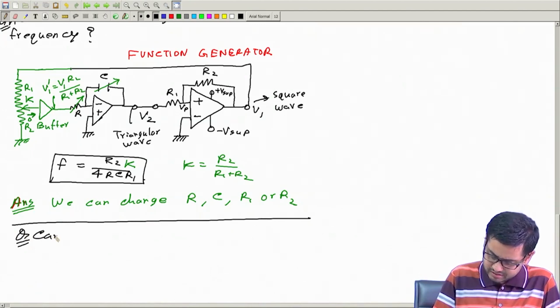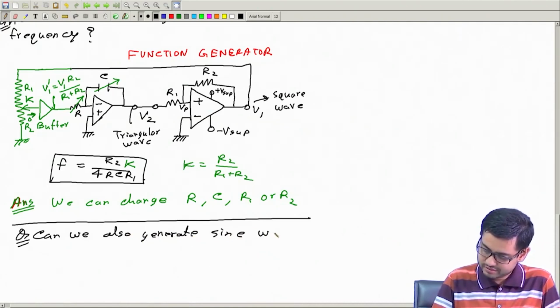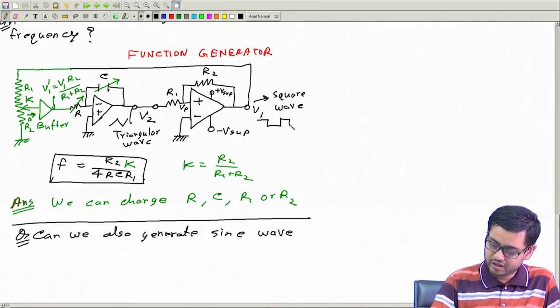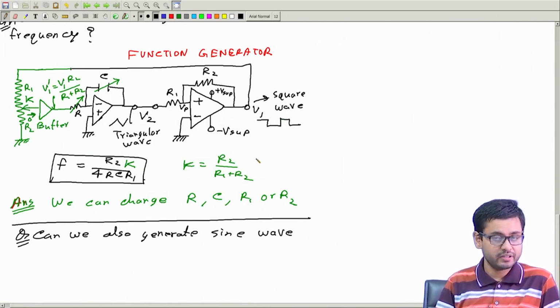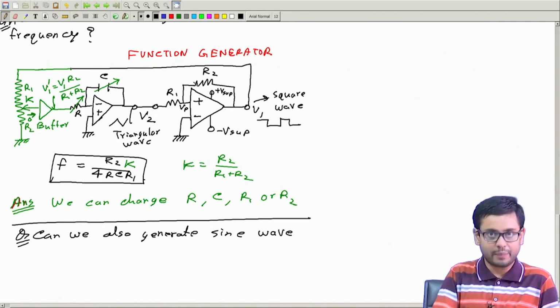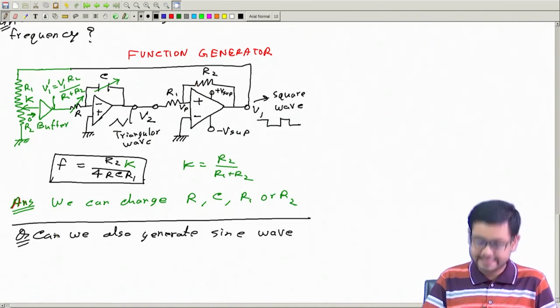Now, let us ask another interesting question. Can we also generate a sine wave? Because we already have a triangular wave here and a square wave here, can we also generate a sine wave? Because in our laboratory our function generators always have a sine wave other than the triangular wave and square wave. So, can we also generate it by modifying this circuit or adding something to this circuit? Okay, so let us see how we can do that.